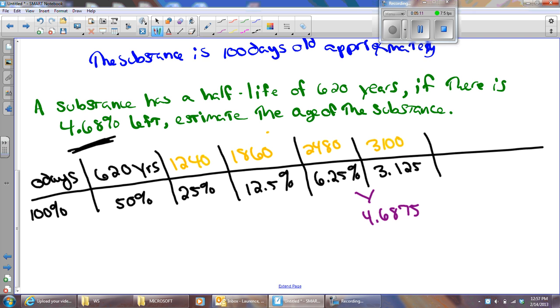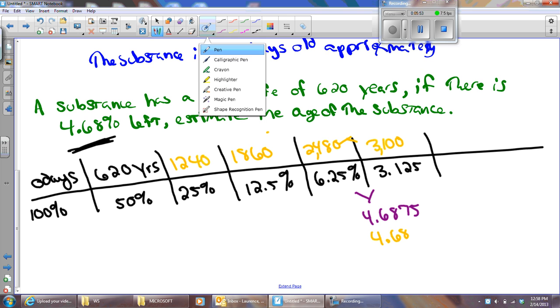I'm just going to check my math on that. 2480 plus 620, yeah, 3100 years. So I know right now that the age of my substance is somewhere between 2,480 years old and 3,100 years old. If you think about it, this is the year 2013, and so this thing is older than that, before we started doing time in AD. I got 4.6875, which is pretty close to 4.68. Pretty darn close.